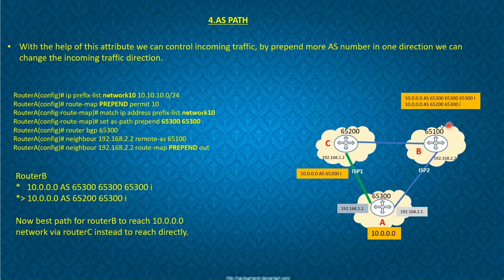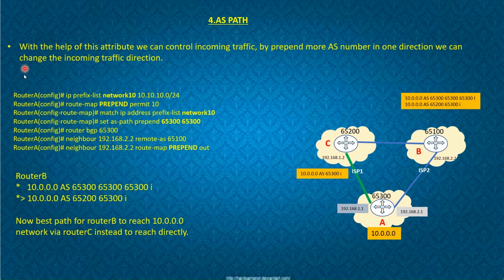To achieve this, I can make this the best incoming route. I will prepend more AS path on it. So when I am advertising this 10 network to ISP2, I will prepend more AS numbers. Every time an AS checks to reach the 10 network, it will find more hop counts. So for router B to reach the 10 network, router C will become the best path.